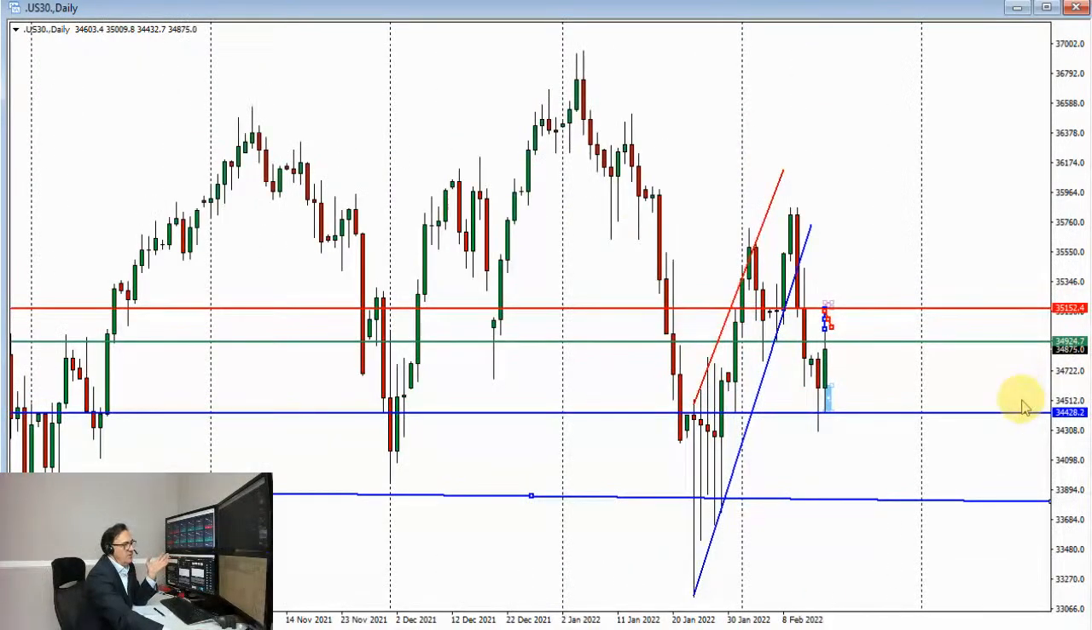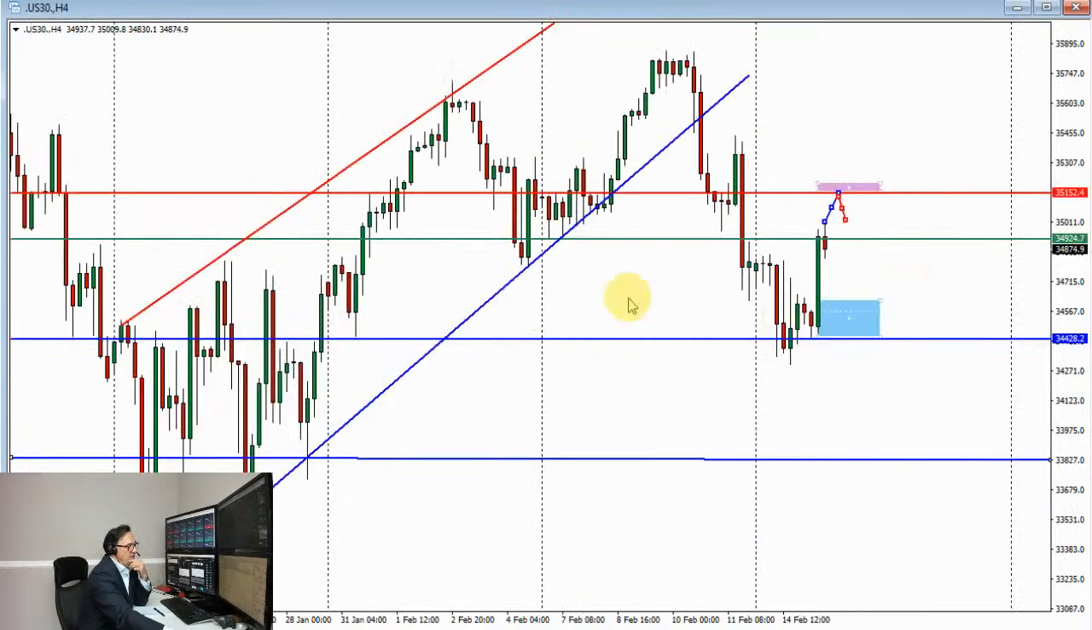So I'm keeping it flexible, and I'm happy to short it if I get the opportunity. But so far this is what I'm doing. So this is a previous swing high, swing low, swing high, and this area here, 34,920, is definitely of interest in some way.